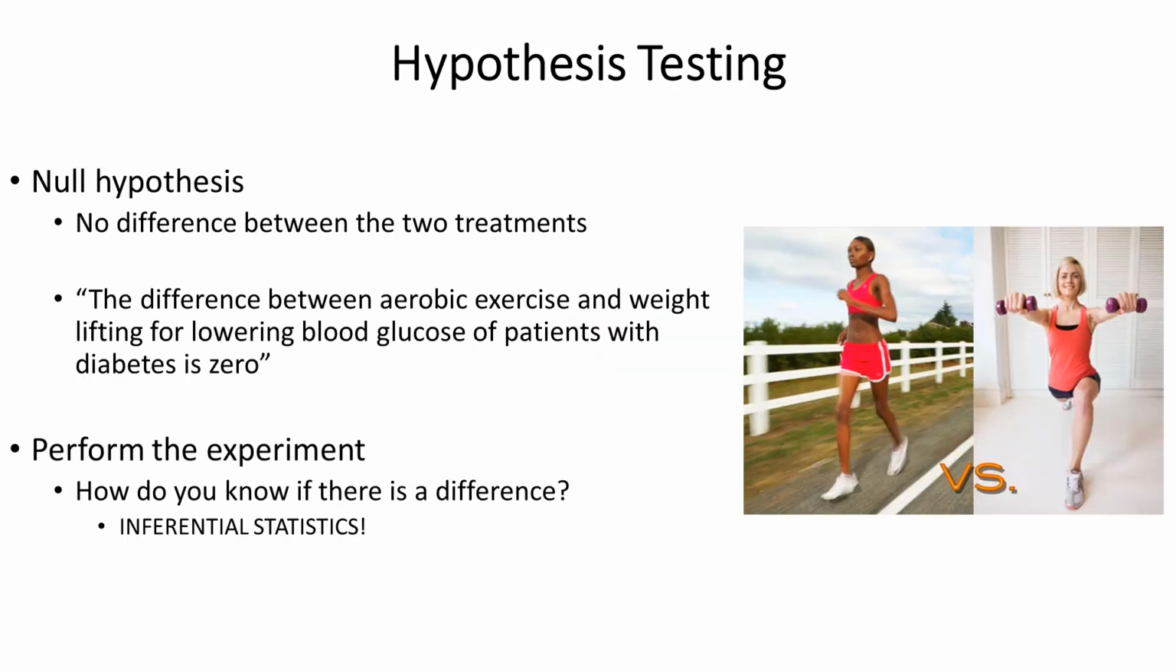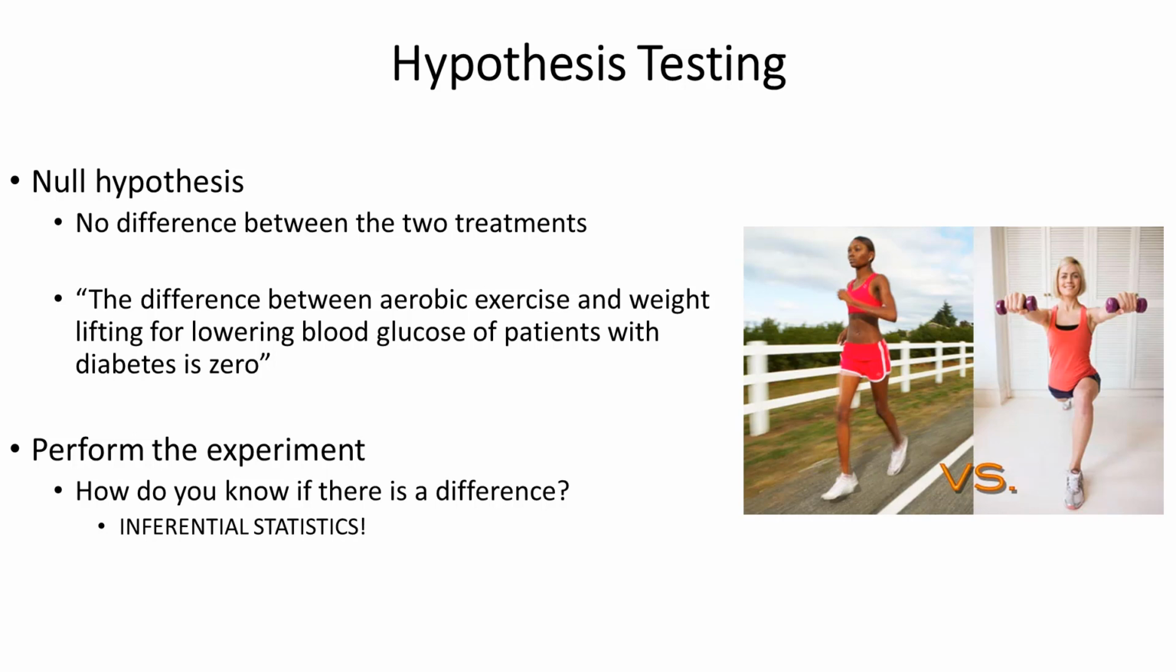So once a researcher has formulated a question, they start with something known as a null hypothesis. The null hypothesis is simply there is no difference between the two treatments. And the two treatments in this research question, if you remember, are aerobic exercise or weightlifting. So the researcher's null hypothesis, stated another way, as written here, is the difference between aerobic exercise and weightlifting for blood glucose levels of patients with diabetes is zero. There's absolutely no difference between doing any of those things. That's where you start.